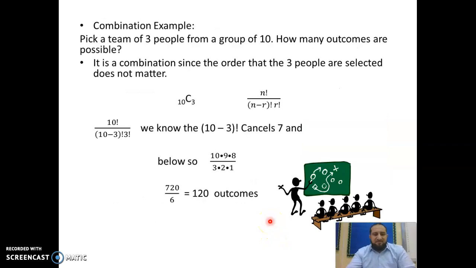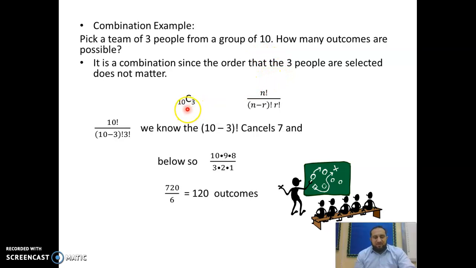Okay, let's have a look at an example for combination. Pick a team of 3 people from a group of 10. How many outcomes are possible? Here it's a combination since the order in which the 3 people are selected does not matter, because you did not say this person should be in the first place or second place or the third place. Here we don't have any order, so we can choose 3 random people out of these 10.